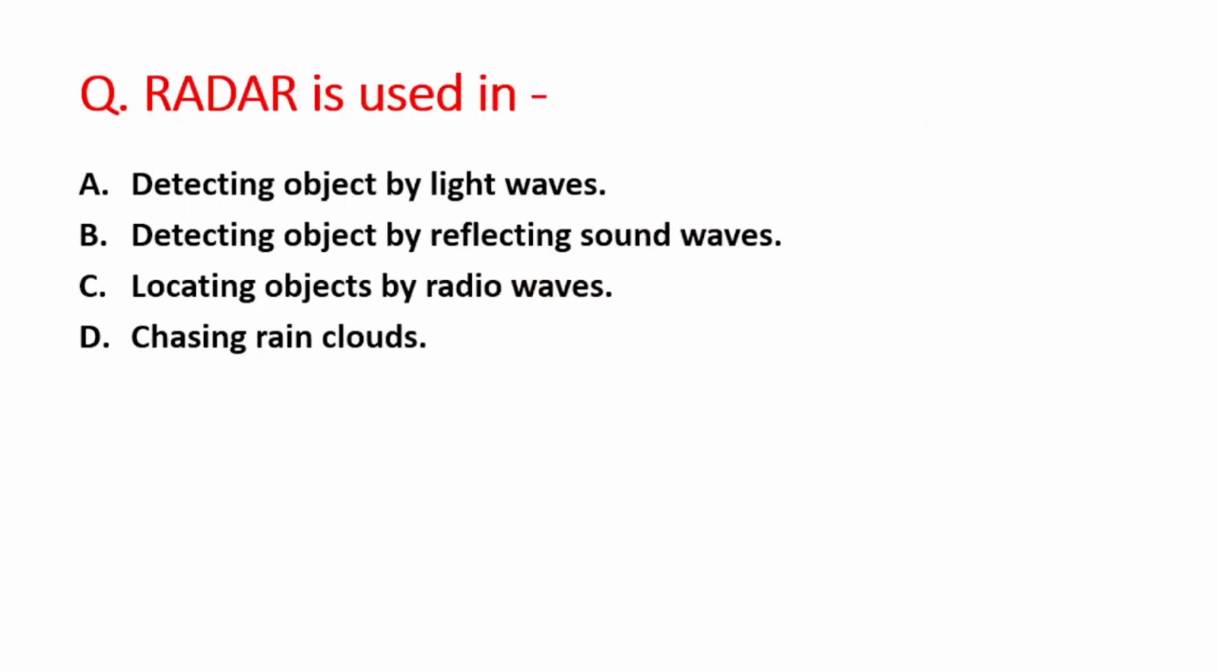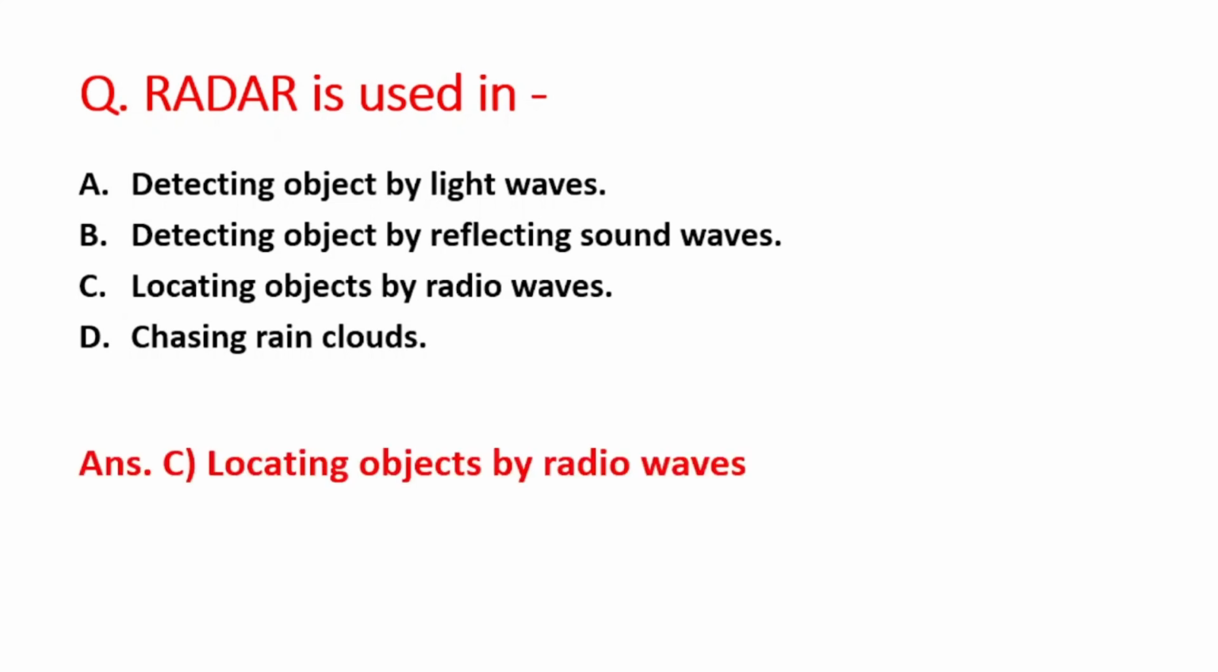Next question is radar is used in. A option is detecting object by light waves, B is detecting object by reflecting sound waves, C option is locating objects by radio waves, and last option is chasing rain clouds. So right answer is option C, that is locating objects by radio waves.